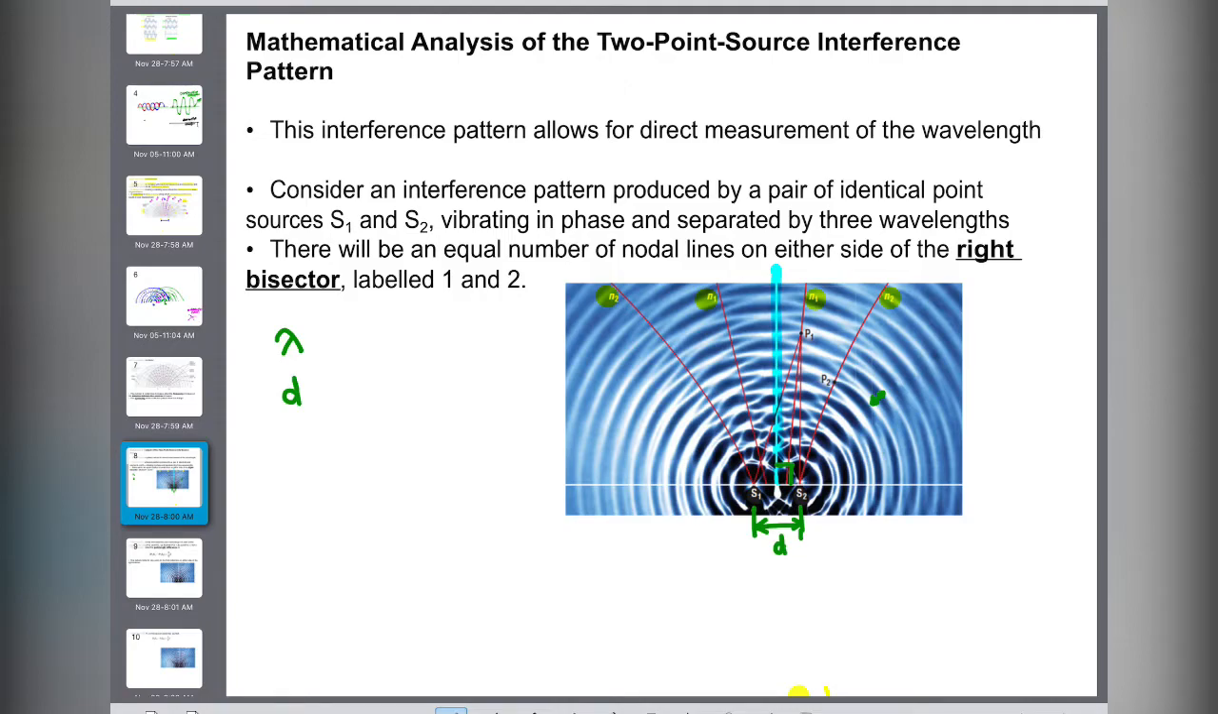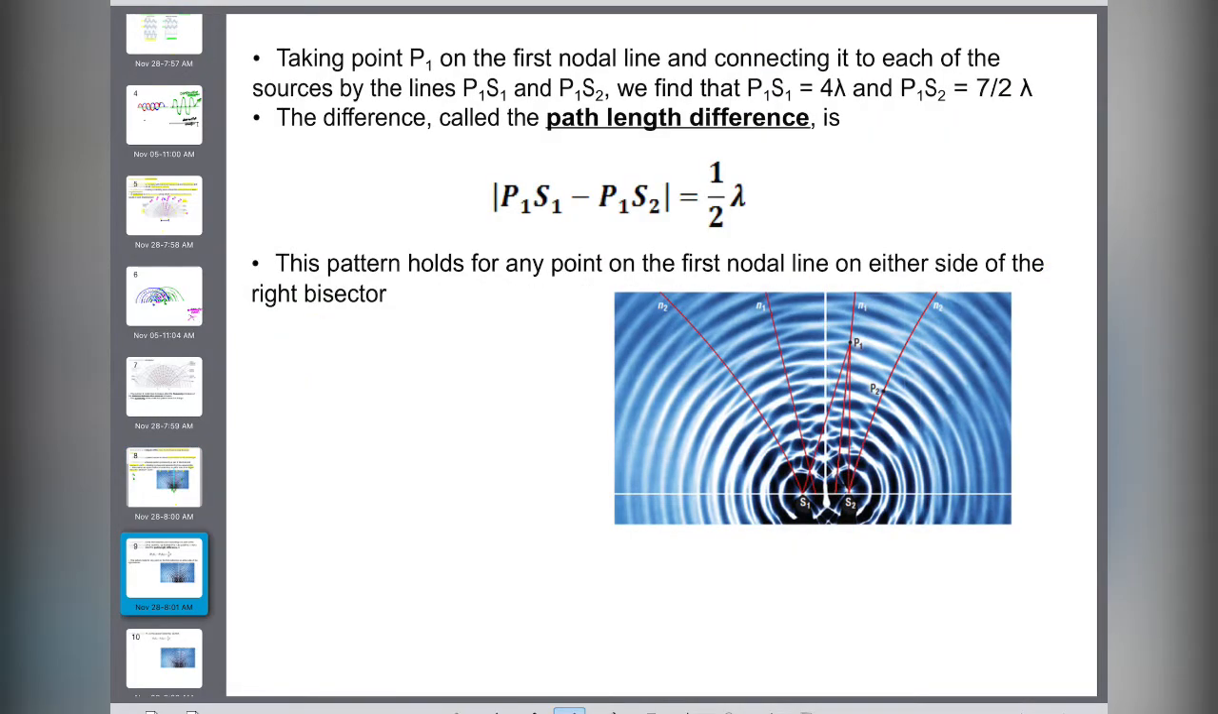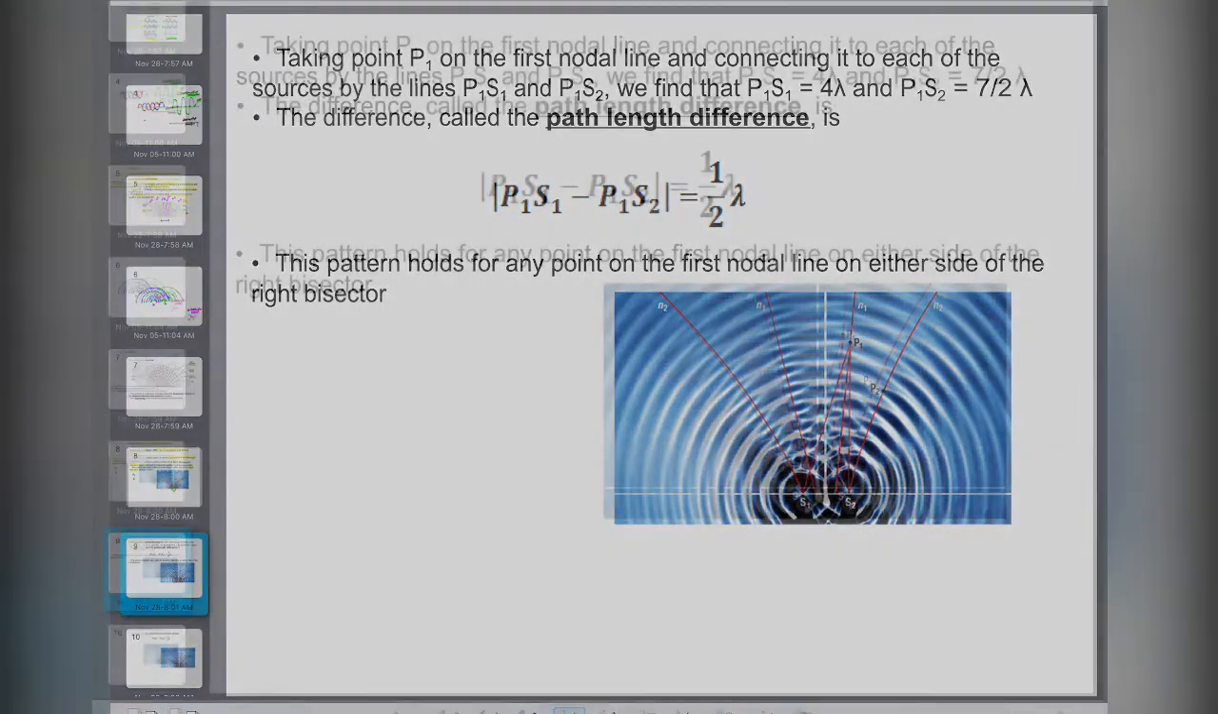All right, so let's go on to what is the pattern that they found. Oh, I forgot to highlight. Let me just highlight a couple of things. This is called two-point source interference. There are two sources that are generating the wave. We can directly measure the wavelength, and we call the sources S1 and S2, for source 1 and source 2. And then we have this thing called the right bisector. All right, so this is what they noticed.